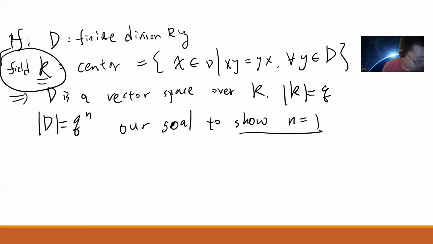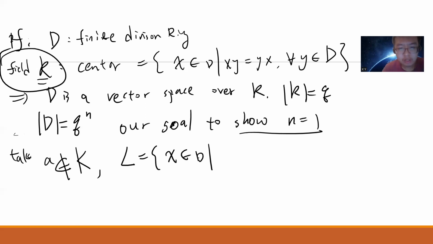Okay, so the proof idea is very simple. Let's say we take a, which does not belong to K, and we consider L, where L is the set of x belonging to D such that ax equals xa.